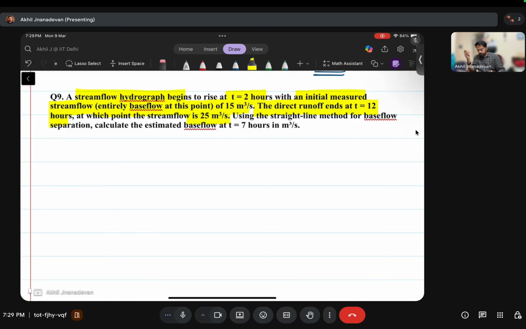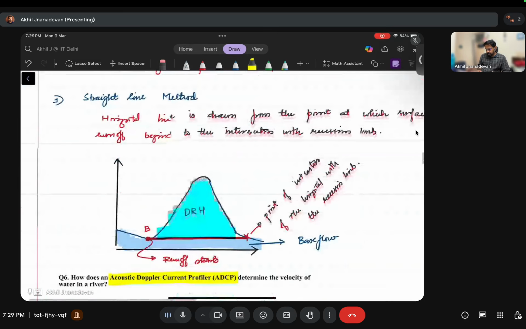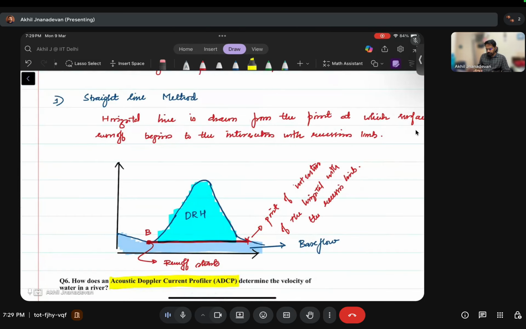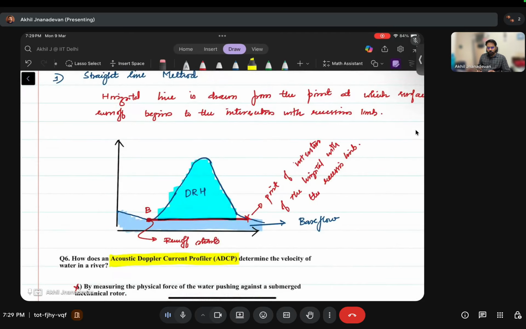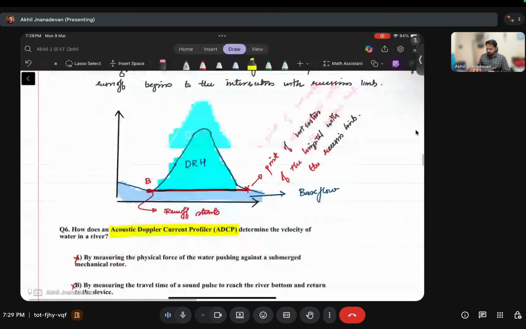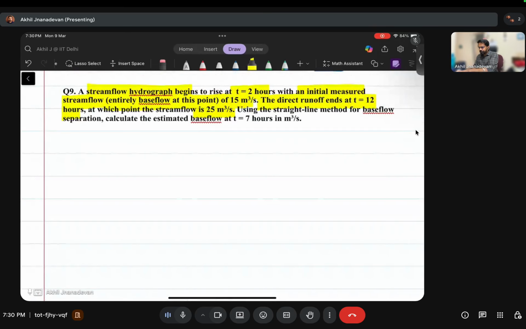The method that we just discussed before is called the horizontal straight line method. That is, we are drawing a line connecting these 2 points. These 2 points are given: the point at which the rising limb starts and the point where direct runoff ends. Basically, the straight line method interpolates the base flow linearly between the start of the rising limb and the end of the runoff point, right?